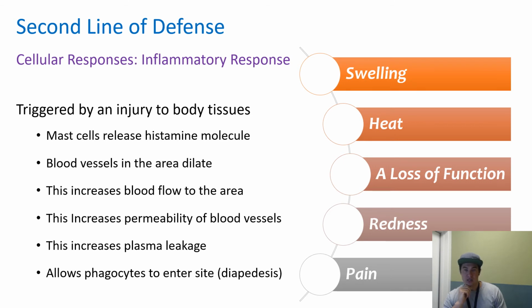So we've got swelling because of the leaked out plasma, we've got heat because of blood flow, blood is hot. We have a loss of function because of the swelling. We'll also have the pain receptors in our skin being stimulated by the swelling, which creates pain. And there'll be some redness because of the heat and the extra blood.